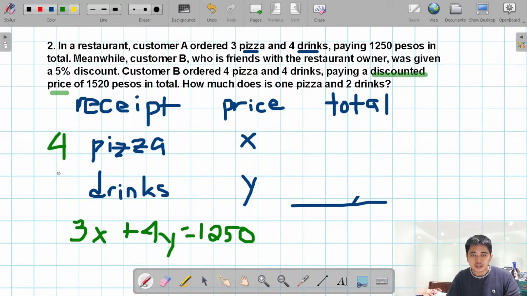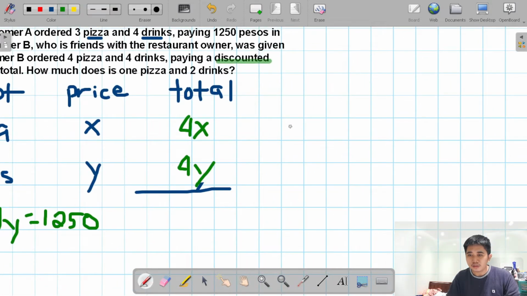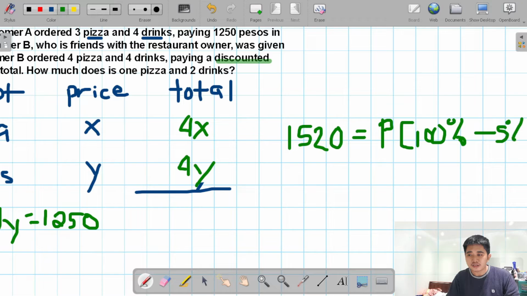So 4 pizza and 4 drinks. Obviously, the total is 4X and 4Y. What is the total price? We cannot put 1,520 pesos directly here because that is already the discounted price. We need the original price. So what is this 1,520 here? 1,520 is the discounted price. In other words, there was an original price and you put a 5% discount. How do we do that? 100% minus 5% because it's a discount. So 1,520 is equal to 0.95 of the original price.